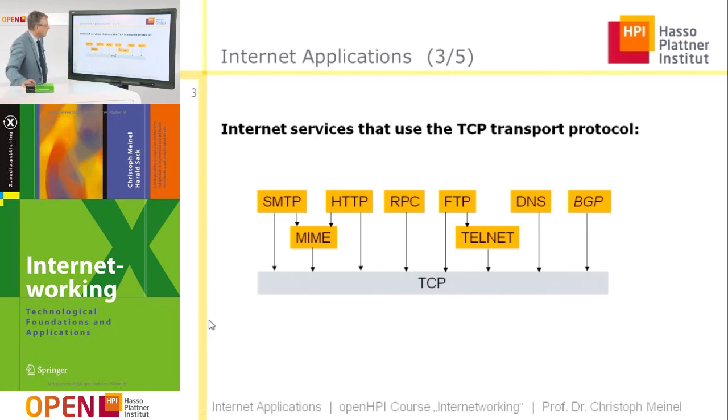Here you can see this in one view. This is the TCP protocol on the transport layer, and these are the different protocols on the application layer. You see here in the picture, for example, the SMTP protocol as well as the HTTP protocol. Both make use of the MIME protocol. Same is true here with Telnet. FTP can also use Telnet to hand over data to the TCP protocol.